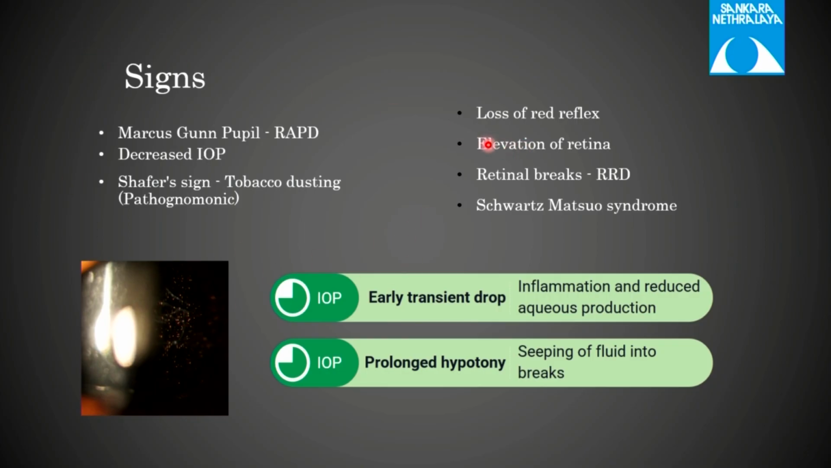And other signs: there will be a loss of red reflex, and on indirect ophthalmoscopy examination, the retina may be elevated, and in case of rhegmatogenous RD, retinal breaks can be seen.